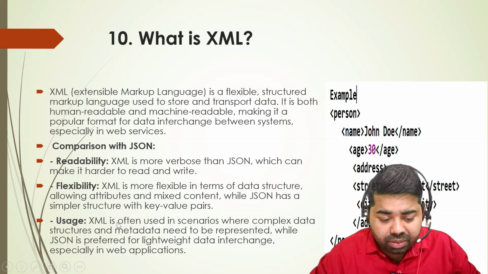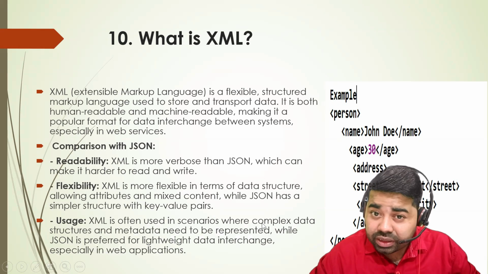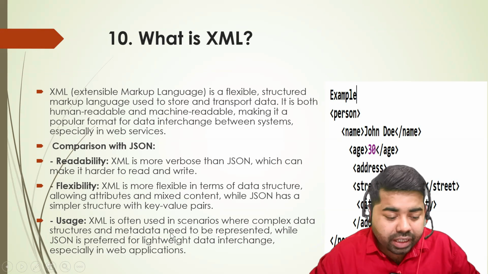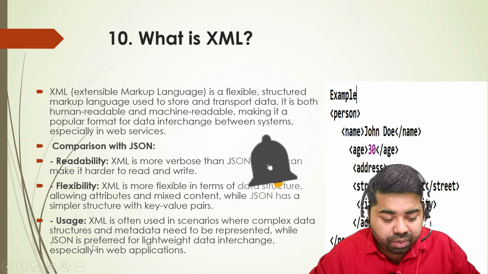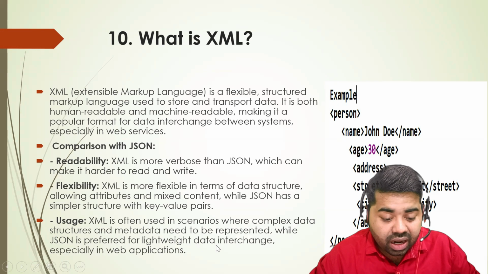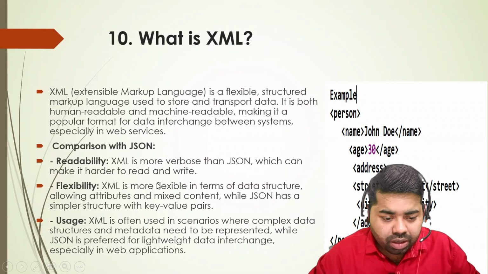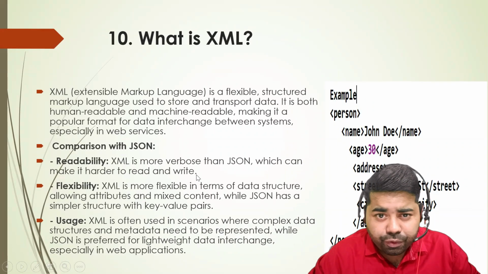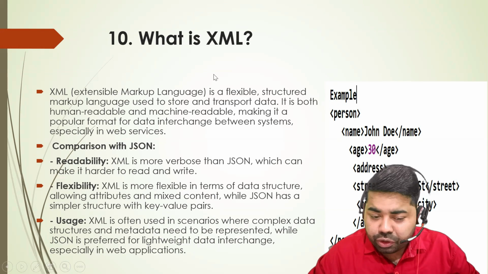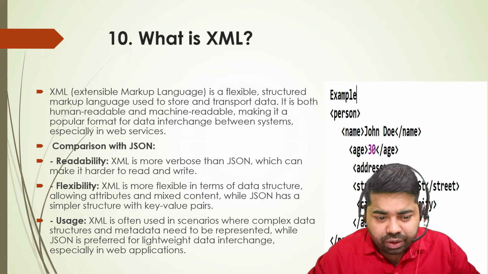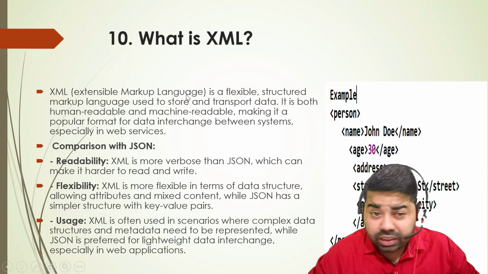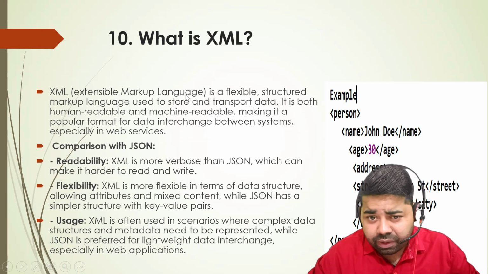And usage: XML is often used in scenarios where we have a complex data structure and metadata is needed to represent it, while JSON is preferred for lightweight data interchange, especially in web applications. Many companies still use SoapUI, where we use XML, but XML is a bit more complex compared to JSON. So if someone asks the difference between JSON and XML, you are now able to explain it clearly.